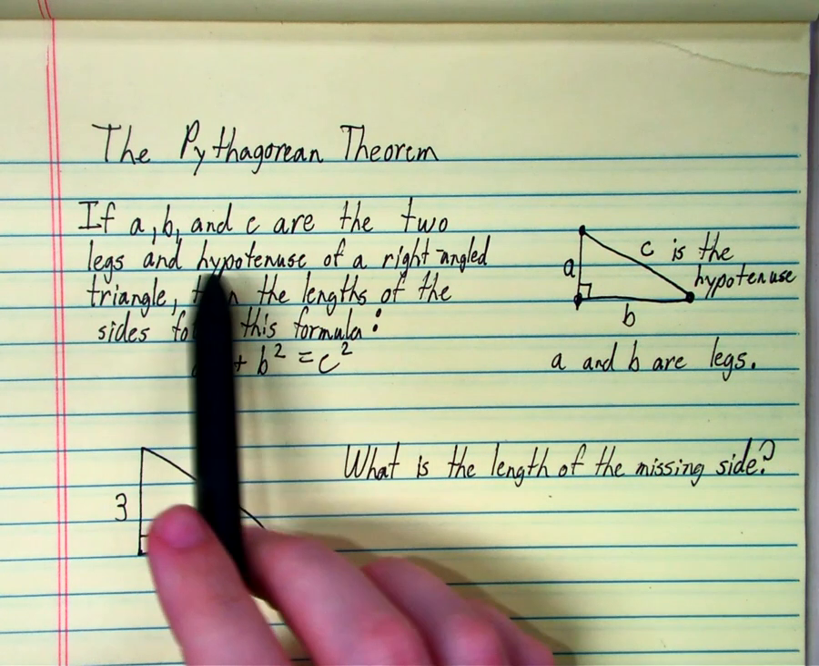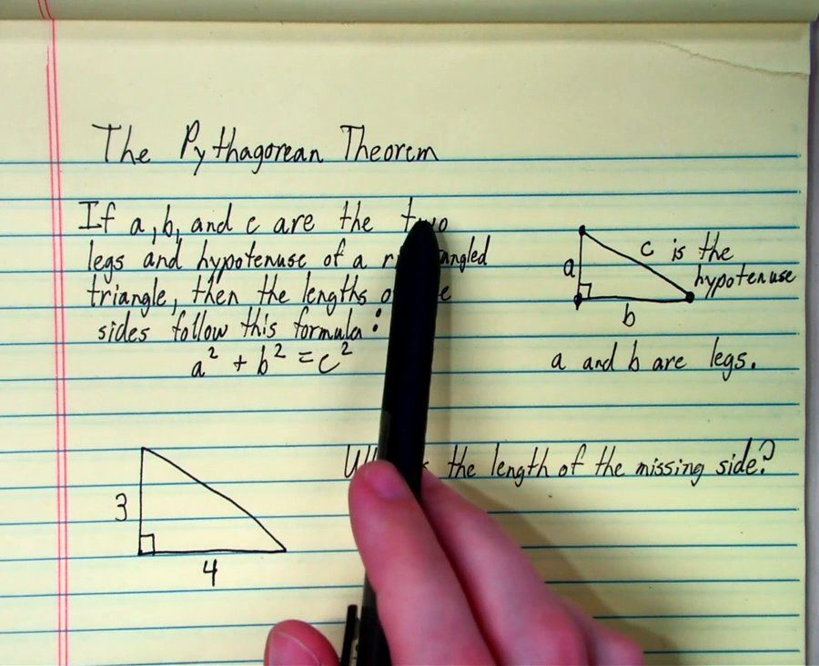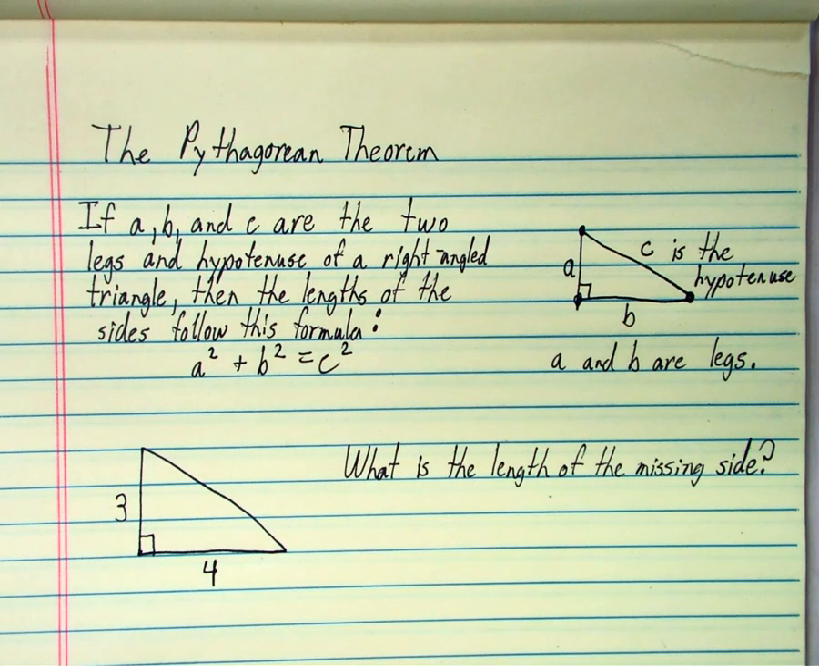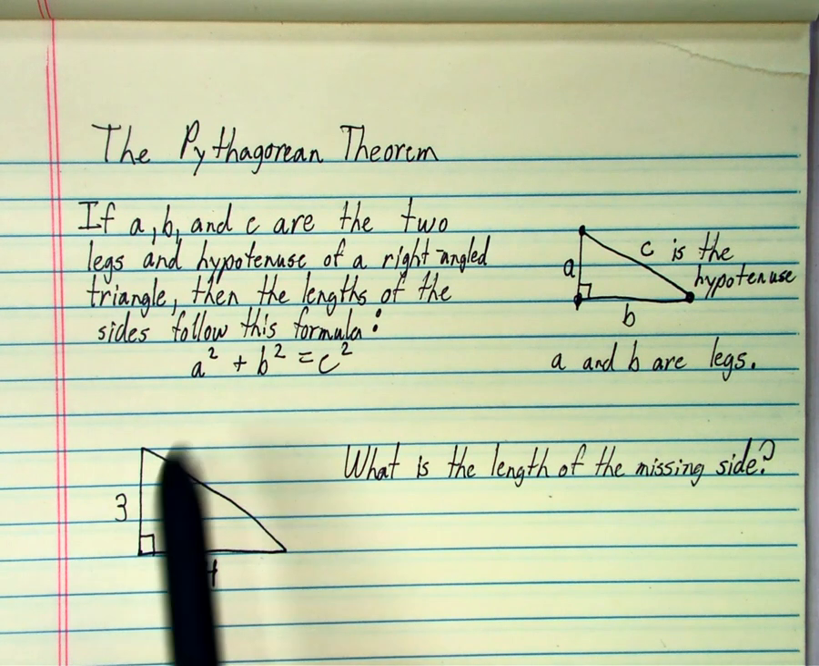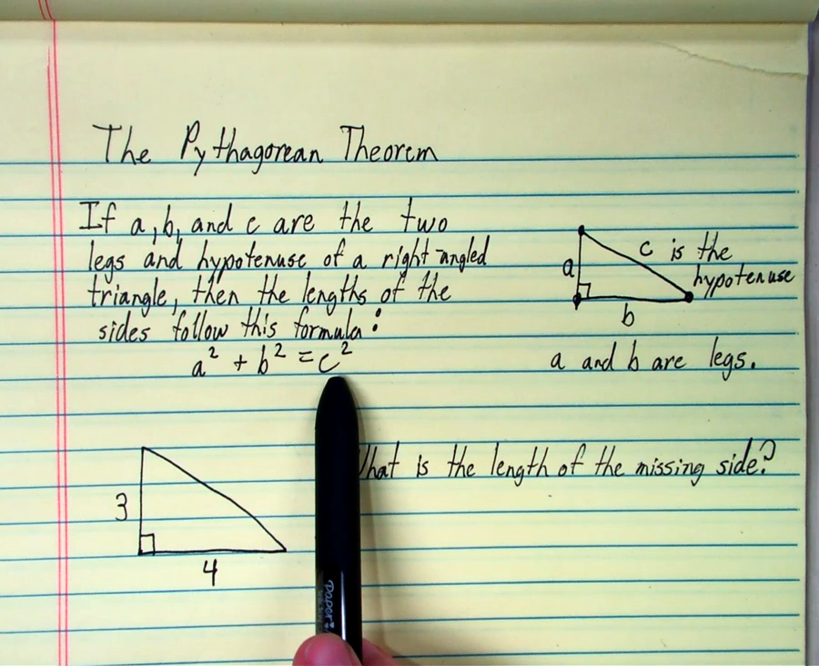First off, our theorem says if a, b, and c are the two legs and hypotenuse of a right-angled triangle, then the lengths of the sides follow the formula a squared plus b squared equals c squared.